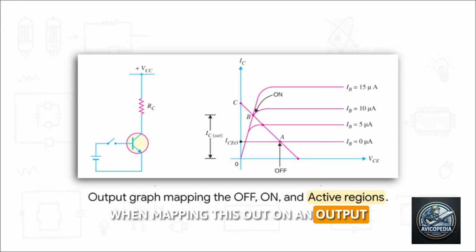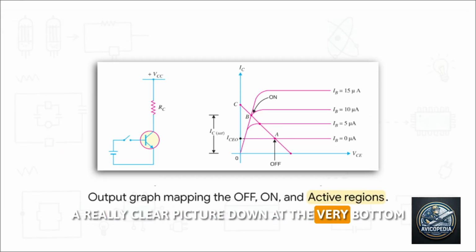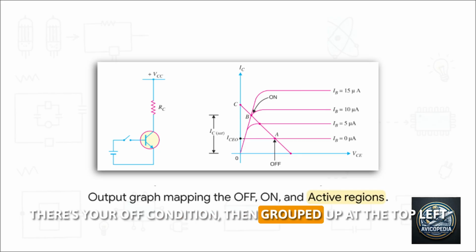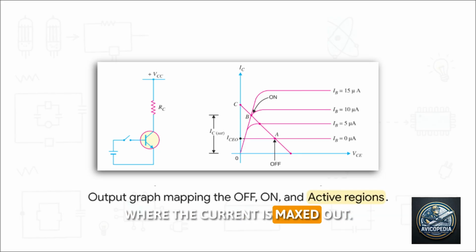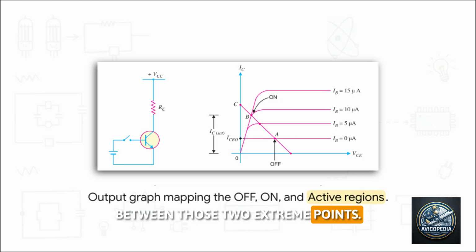When mapping this out on an output characteristics graph, it forms a really clear picture. Down at the very bottom, where current is basically 0, there's your off condition. Then, grouped up at the top left where the current is maxed out, you find your on saturation condition. By driving the transistor back and forth between those 2 extreme points, we successfully create our binary switch.